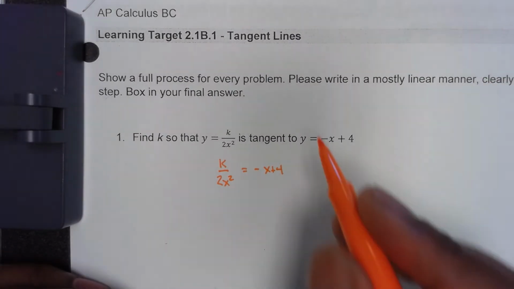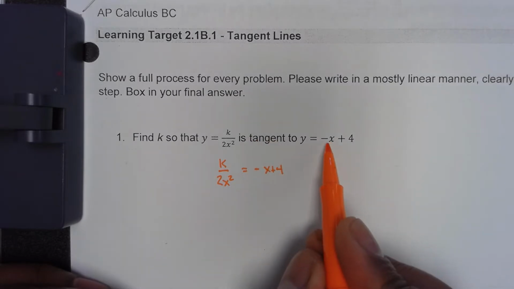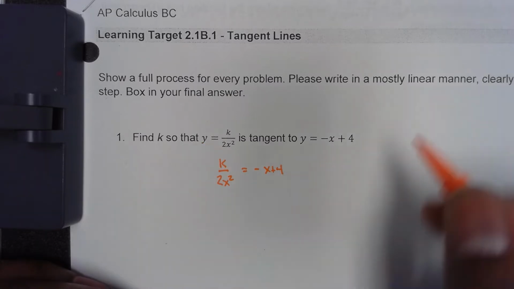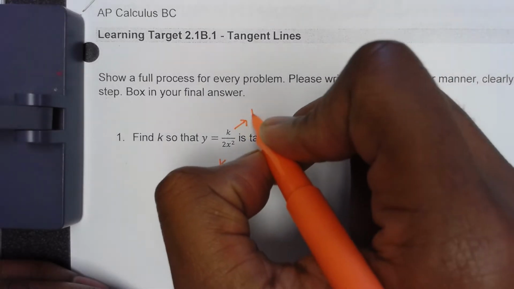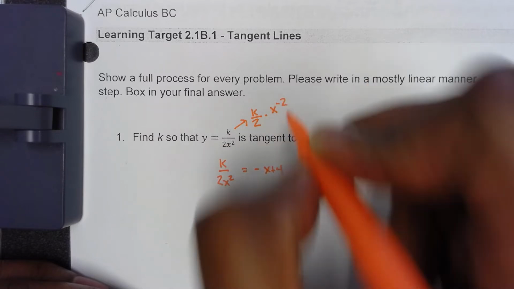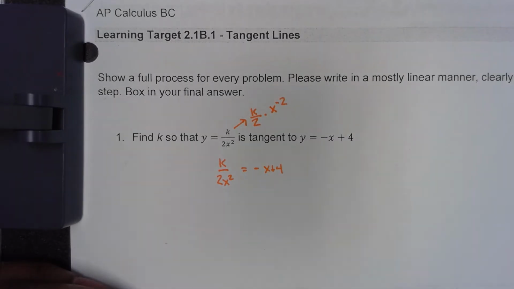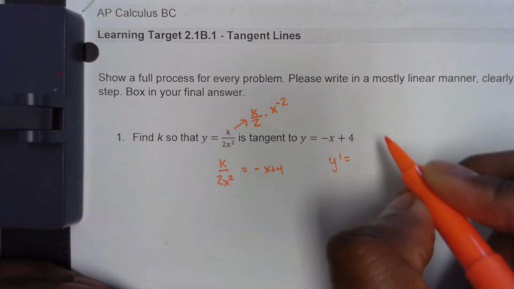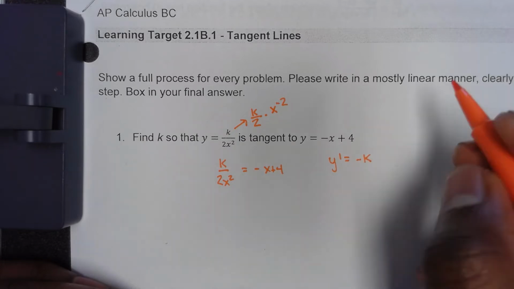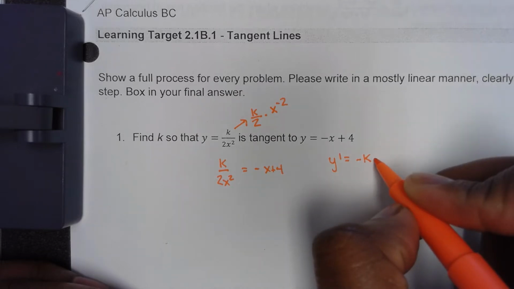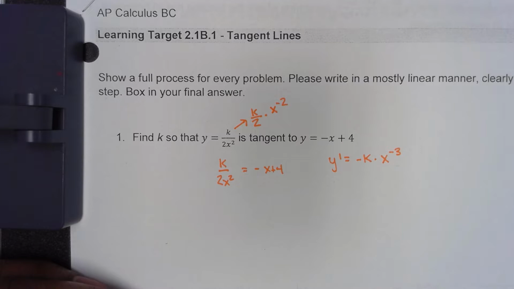The second relationship is that the slope of the tangent line is negative 1, and the derivative of this equation is the slope function for this equation. So if we rewrite this to be k over 2 times x to the negative 2, and we do its derivative, we get y prime equals negative 2 times a half is negative k, times, subtract 1 from the exponent, x to the negative 3.